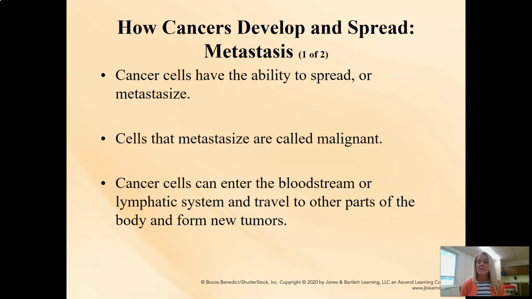Cancer cells have the ability to spread or metastasize. Again, they travel typically through the blood or the lymph system to get to other parts of the body, and cells that metastasize are called malignant. So malignant cancers are usually the more dangerous forms of cancer. Once cancer has metastasized, it's harder to treat and harder to control. Again, cancer cells will enter the bloodstream or the lymphatic system. That's how they get to other parts of the body, and then they can attach on and form new tumors there as well.